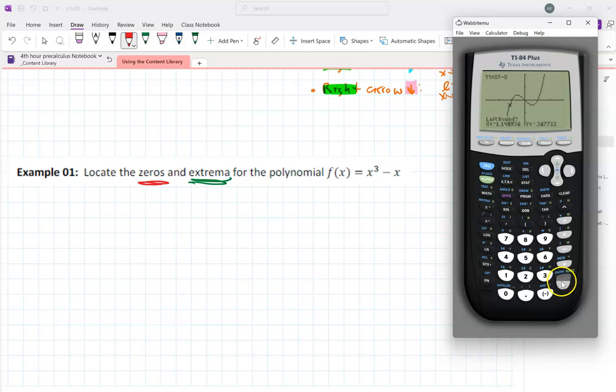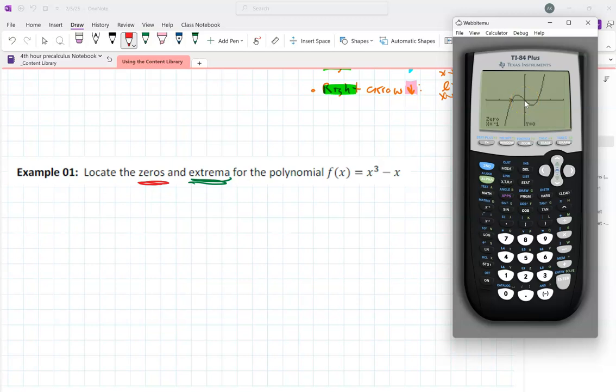So that looks good. I'll just press enter. Now it says give me a right bound, so I'll use my left and right arrows to move my cursor so that it's on the right-hand side of that x-intercept. Press enter again, then it asks for a guess. You don't have to move it anywhere. If there's only one x-intercept in between, the guess doesn't really matter, so I just press enter again. And there it spits out my 0. Now we have 2 more to find.